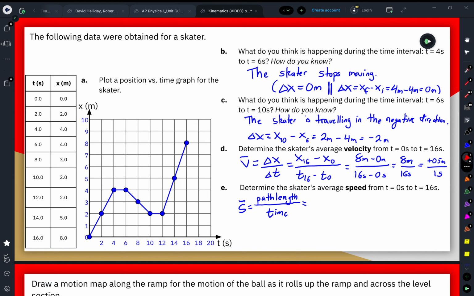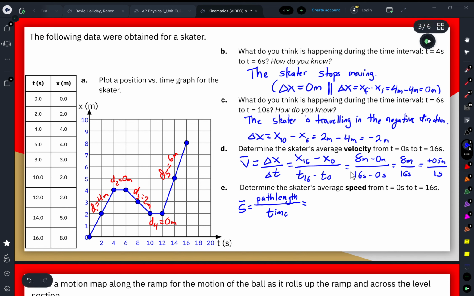From 0 to 4 seconds, the distance traveled in this first region of the graph is 4 meters. In the second region of the graph, 0 meters of travel. In the third region of the graph, while the position does indeed decrease by 2 meters, the skater still travels 2 meters. In this fourth region, they don't move, so that's 0 meters of distance traveled. And then in this final fifth region, they go from a position of 2 meters up to a position of 8 meters. So overall, they travel 6 more meters.